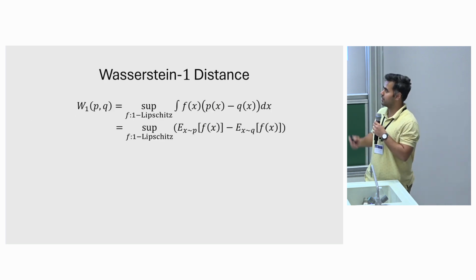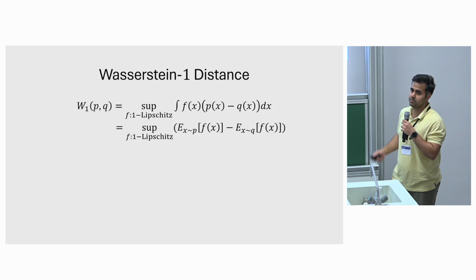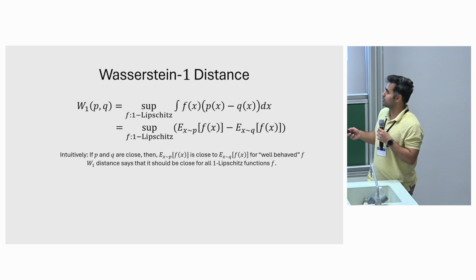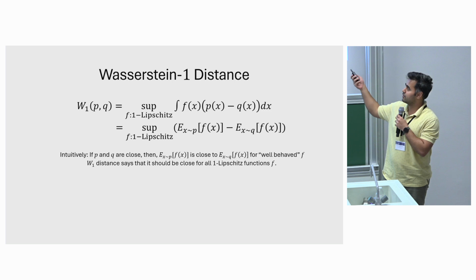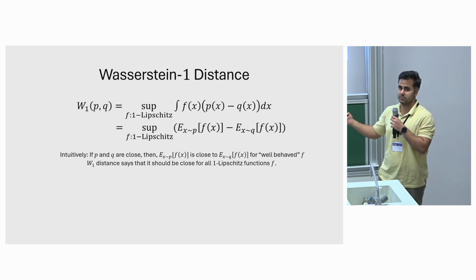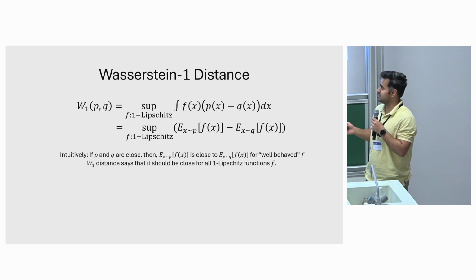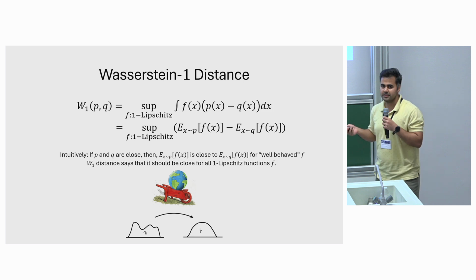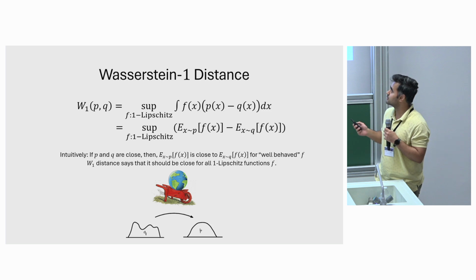Let me define Wasserstein-1 distance. It's just the largest difference between expected values over all 1-Lipschitz functions. I'll give you an intuition for this. If P and Q are close, then you would expect the expected value of f of x when x is coming from P to be close to the expected value of f of x when x is coming from Q for well-behaved functions f. Wasserstein-1 distance just says that it should be close for all 1-Lipschitz functions. It also has an earth mover's perspective, but I'm not going to need that for this talk.